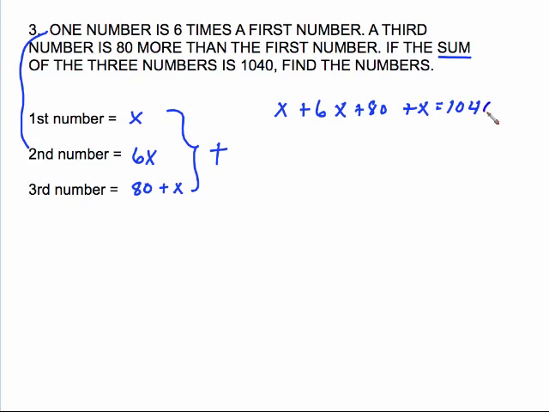Now, instead of writing it horizontally, I could have kind of gathered up my like terms right here. X plus 6x plus x is just going to give me 8x plus 80. That would save you a little step. Equals 1040. And right there, there's your basic two-step equation. Subtract 80 from both sides will give me 8x equals 960.